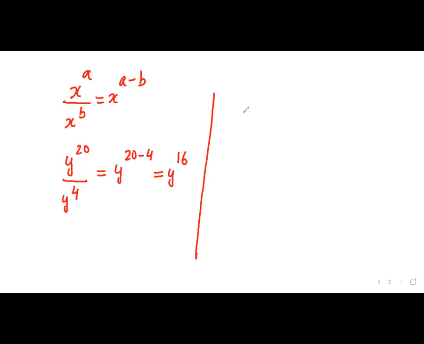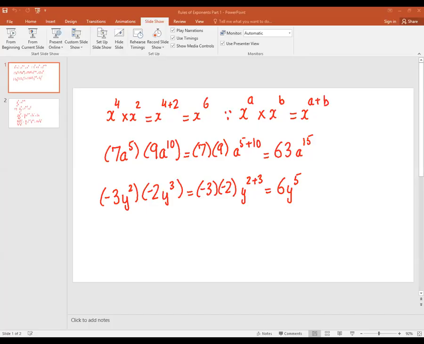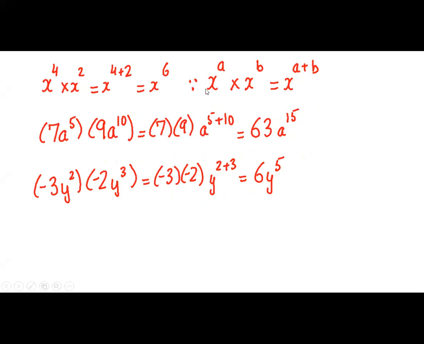Similarly, if you have a to the power 7 over a squared, this would be a to the power 7 minus 2, which is a to the power 5. Now today we are just going to focus on these two rules, and now I'm going to show you more examples of these rules, worked examples. So look at this slide.